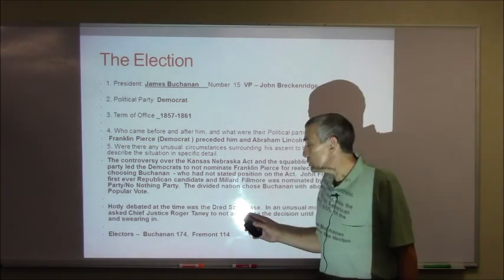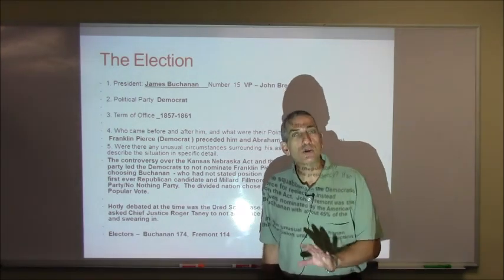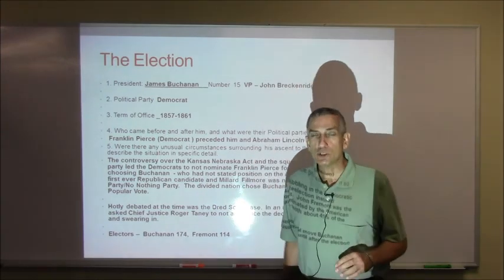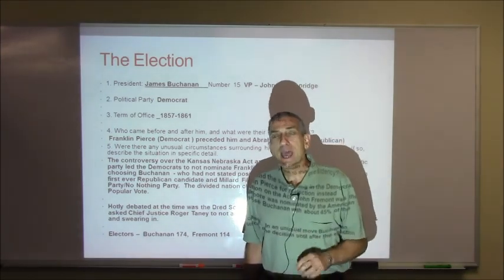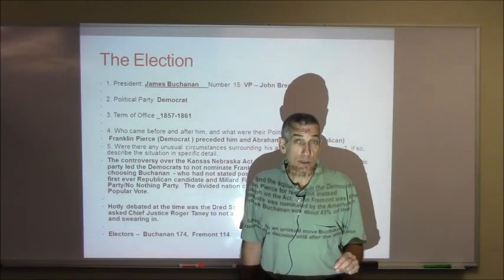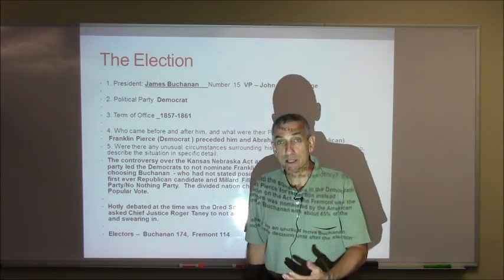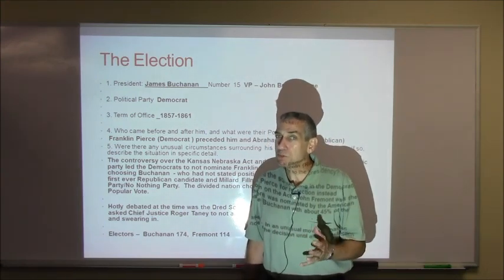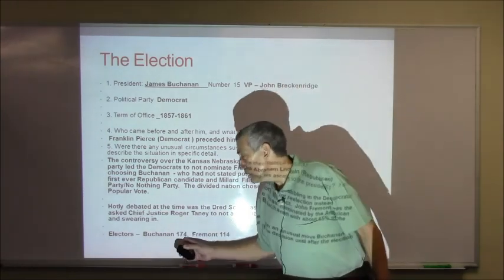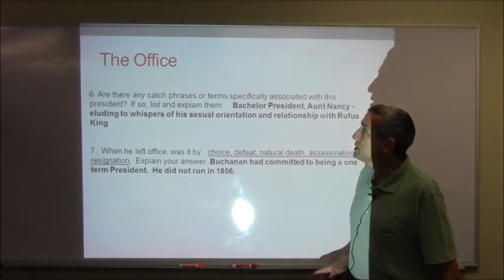Highly debated at the time was the Dred Scott case. And James Buchanan did something certainly shady, and I don't know if it was illegal. He approaches Roger Taney, who was the Chief Justice of the Supreme Court at the time, and asks Roger Taney not to announce the Dred Scott decision until after he becomes president. He does not want it to be an election issue, which of course is tampering with the Supreme Court, and you're not supposed to do that kind of thing. The electors, James Buchanan had 174, and John Fremont had 114.